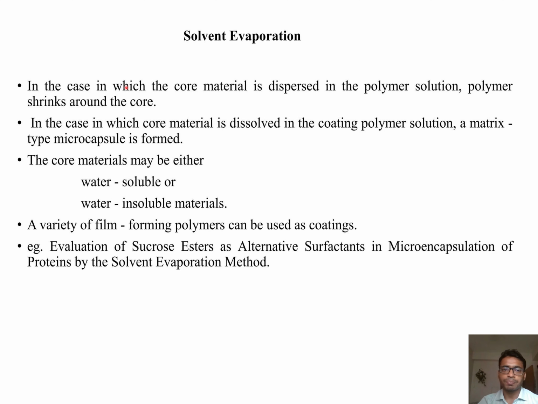Then solvent evaporation. In the case in which the core material is dispersed in the polymer solution, the polymer shrinks around the core. In the case in which the core material is dissolved in the coating polymer solution, a matrix type microcapsule is formed. The core material may be either water soluble or water insoluble. A variety of film forming polymers can be used as coating. For example, evaluation of sucrose esters as alternative surfactant in microencapsulation of protein by the solvent evaporation method.